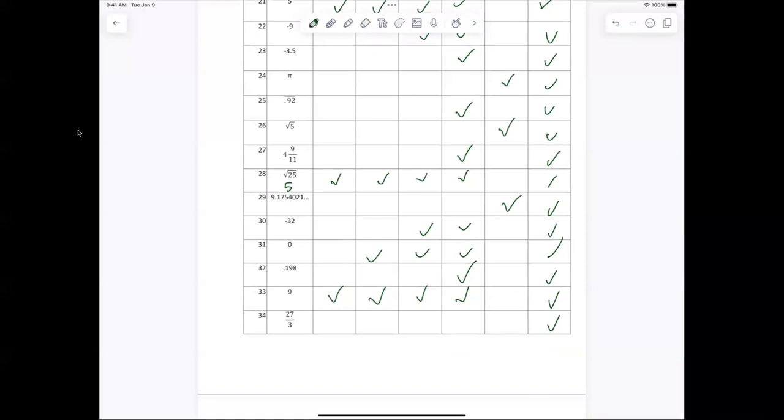And 27 thirds, Peter, what is that? That's real, that's rational, whole, that's natural, it's 9. That's correct. That's what I wanted you to say. That's the same as 9. All right, so everything applies. Everybody good with that?